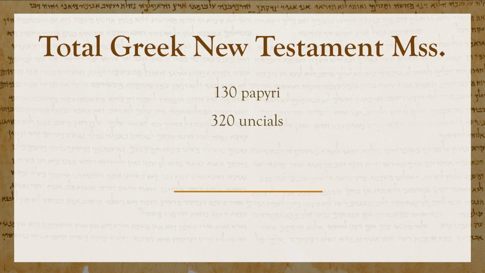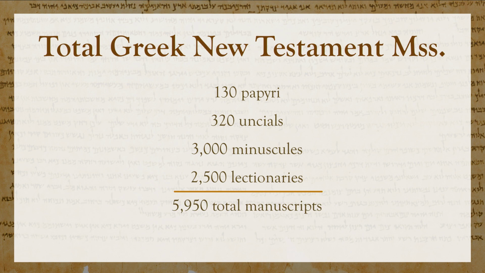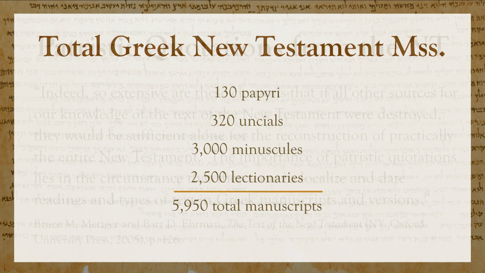Total Greek New Testament manuscripts. We've got 130 papyri, 320 uncials, 3,000 minuscules, and 2,500 lectionaries. I'm not even going to mention the quotations from the church fathers. Approximately 5,950, almost 6,000 Greek New Testament manuscripts. And then we have tons of quotations from the church fathers.